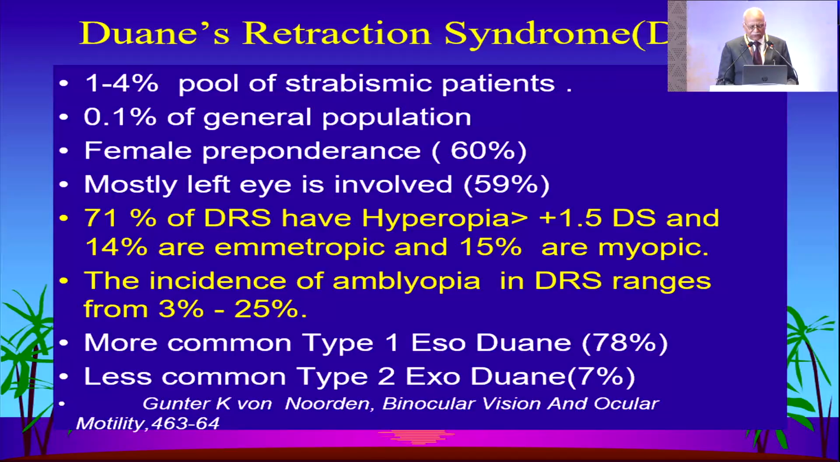Duane's retraction syndrome, for more theory, if you just want to know, is 1 to 4% of the pool of strabismic patients. And there is a female preponderance, about 60%. The left eye is more commonly involved. And in 71%, the DRS may have associated refractive error. So they may have amblyopia, not necessarily because of strabismus, but because of associated refractive error. The most common type is ESO-Duane's, and the next is exo-Duane's.